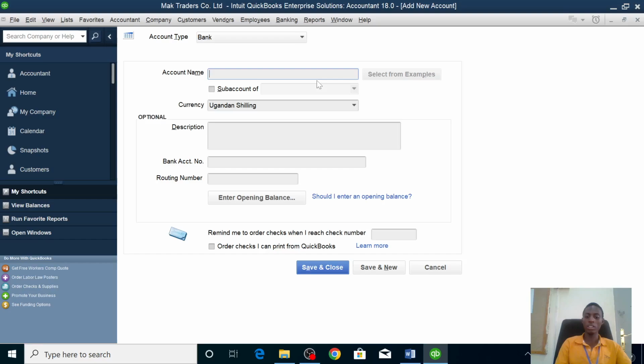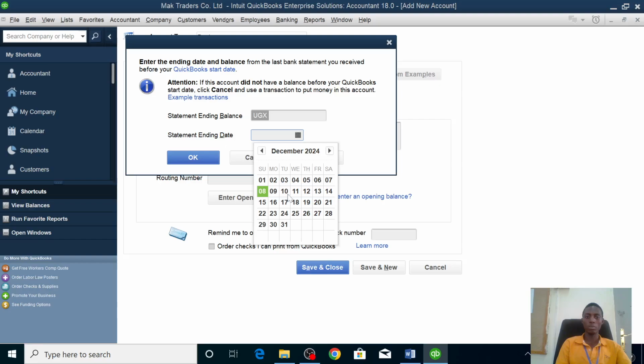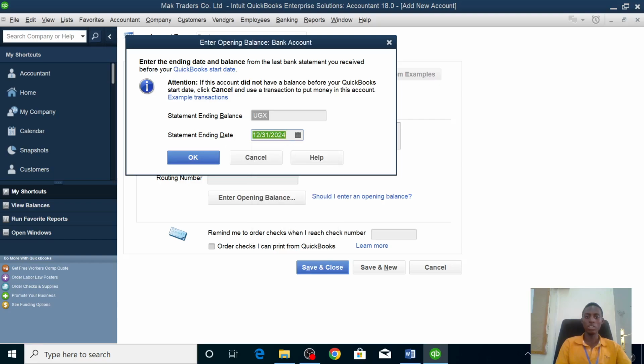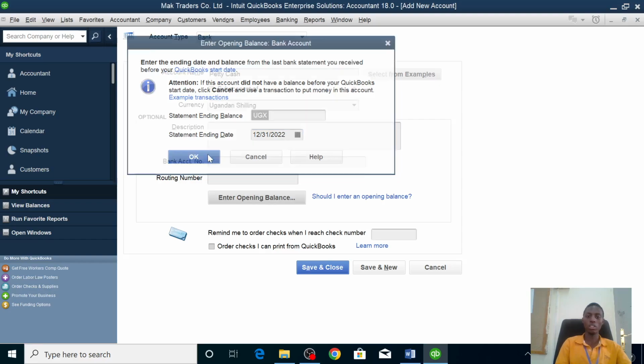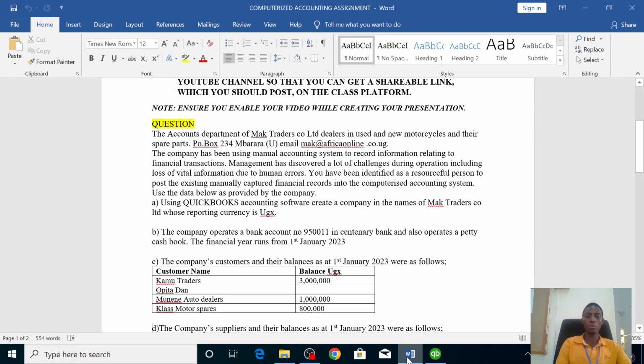Here another account is Petty Cash. Then I enter here a date of the start of the fiscal year, statement period ending at the 1st December 2022. I say okay, save and close. Then I'm done with part B.